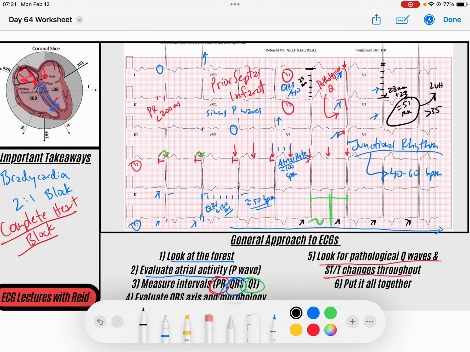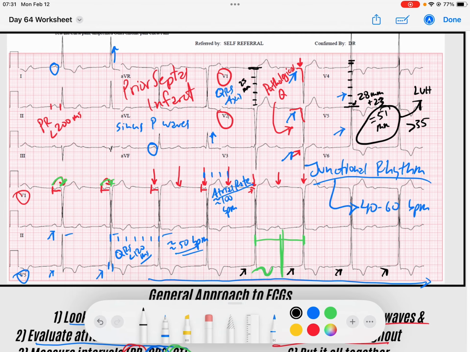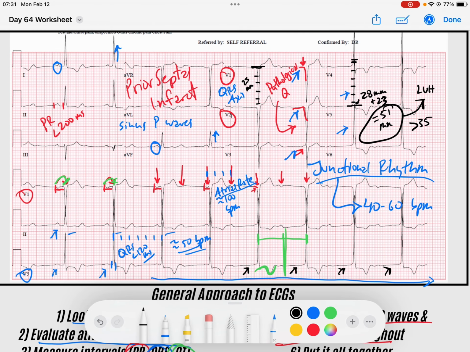So done that. The last thing we're going to do is look for some ST changes. I don't see any significant ST changes here that make me incredibly concerned. We see some depression in these lateral leads, but depression in the lateral leads in the setting of ventricular hypertrophy, especially left ventricular hypertrophy, is to me just something called a strain pattern. Those are ST and T wave strains that we see in the same leads, just like in right ventricular hypertrophy, you'll see some strain in those right ventricular leads. But here we see it in the left ventricular leads.